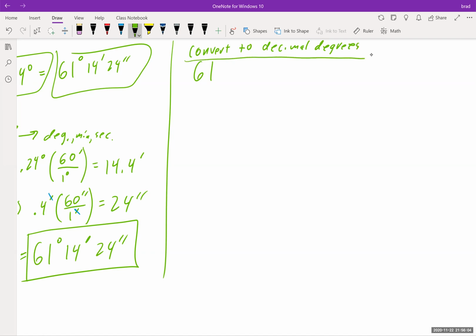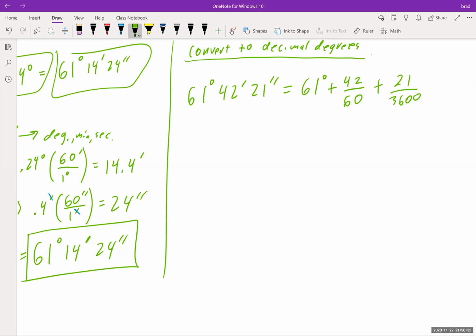So in the other example, we wanted to convert it to minutes and seconds. Now we want to take 61 degrees, 42 minutes, and 21 seconds. And we want to write this as degrees. So this is how I do it. I basically take the 61 degrees and I leave it off by itself. And then I do 42 divided by 60 plus 21 divided by 3,600.